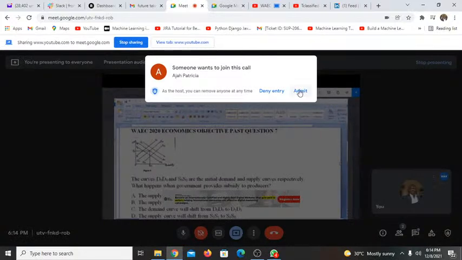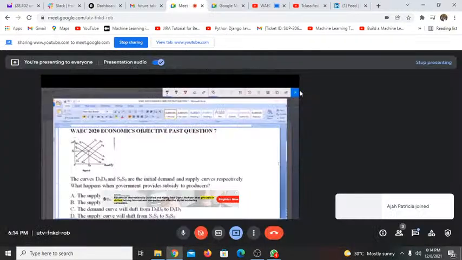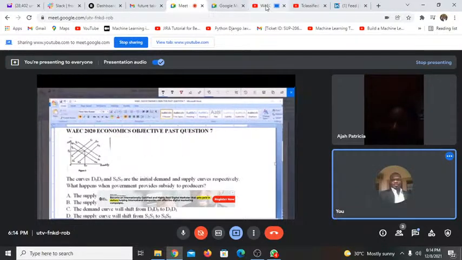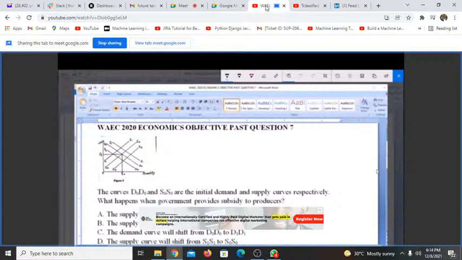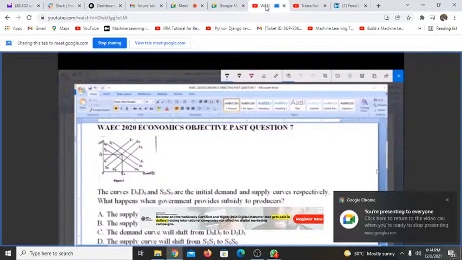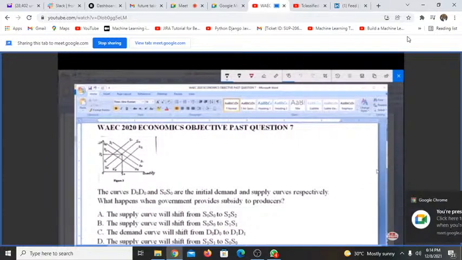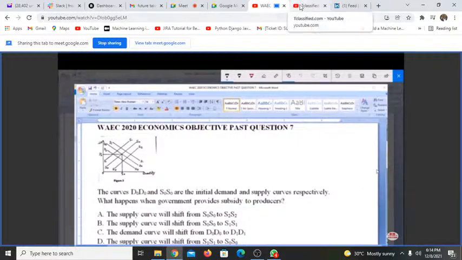What happens when government provides subsidy to producers? A. The supply curve will shift from S0 S0 to S2 S2. B. The supply curve will shift from S0 S0 to S1 S1. C. The demand curve will shift from D0 D0 to D1 D1. D. The supply curve will shift from S1 S1 to S0 S0.